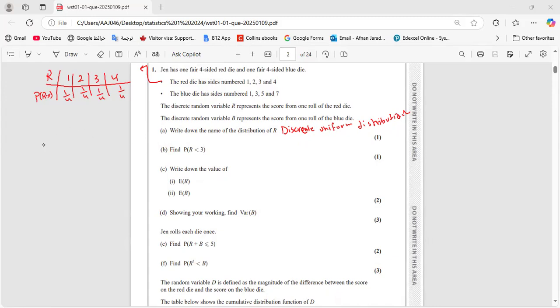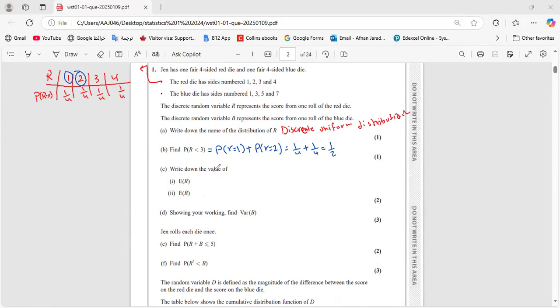Find the probability that R is less than 3. Look at the table. The probability that R is less than 3, so R equals 2 or 1. So the probability that R equals 1 plus the probability that R equals 2, which equals 1 over 4 plus 1 over 4, so the answer is a half.